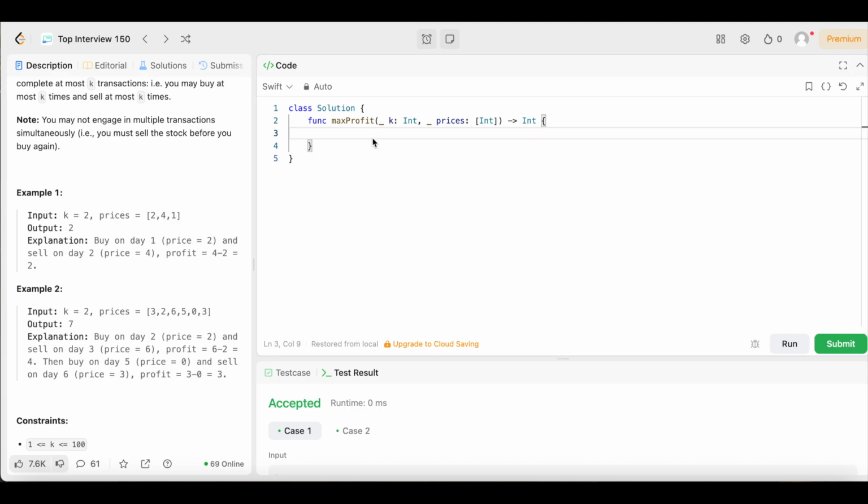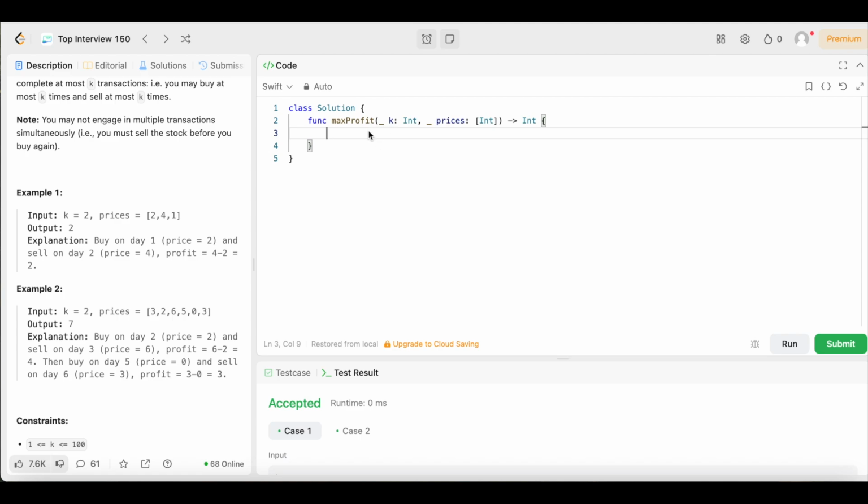So now that we understand what the question is asking, let's get into the fun part, the actual solution, y'all. And the solution, as you know, is not going to be that difficult. So let's get started. Now, the first thing we need to do is create an array that will store the minimum price for each transaction.